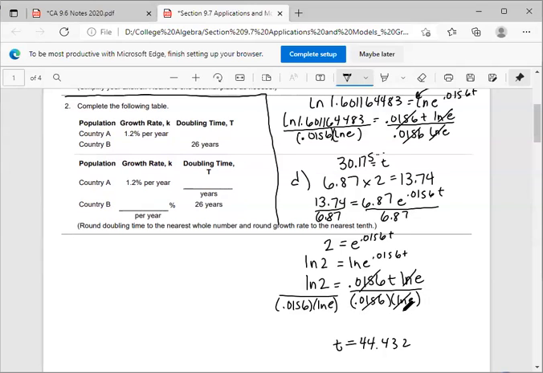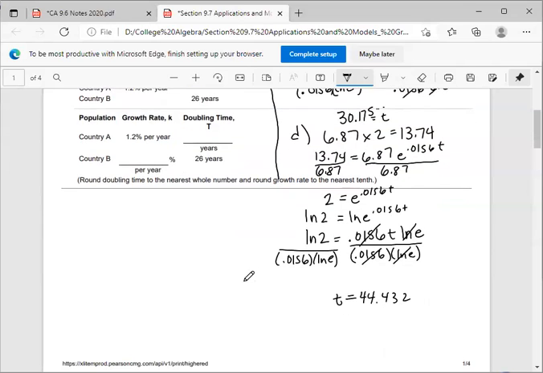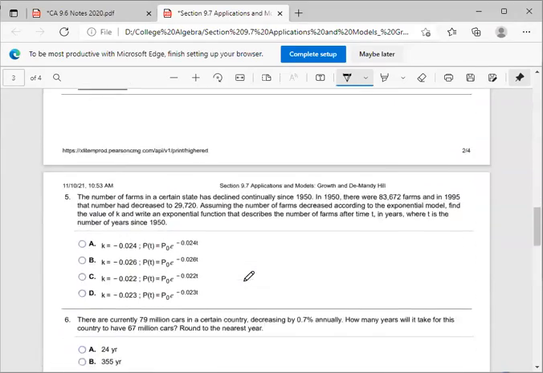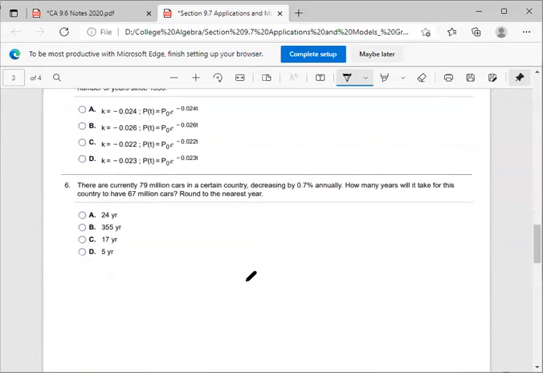For time's sake, we're going to work one. I'm going to go to 3, which is a little bit longer. Let's go to the very last problem. Let's do 6. So 6 says that there are currently 79 million cars in a certain country, and they are decreasing. So this time we're getting smaller, not bigger, decreasing by 7% annually. 79 million is what I started out with. How many years will it take for the country to only have 67 million cars?